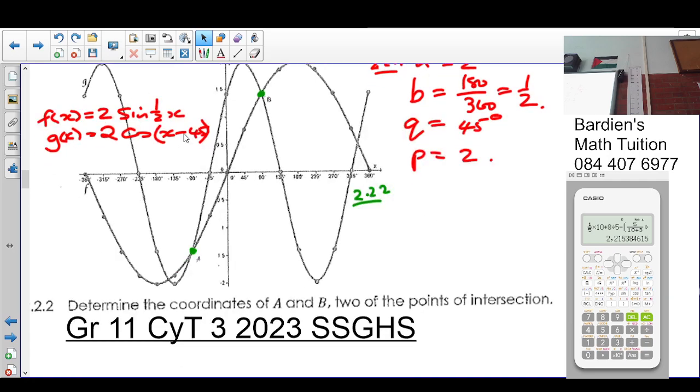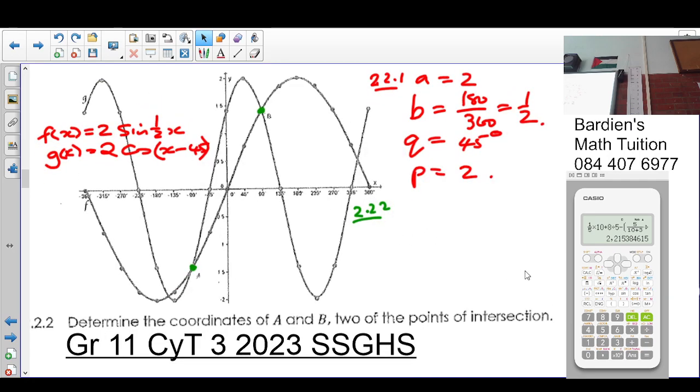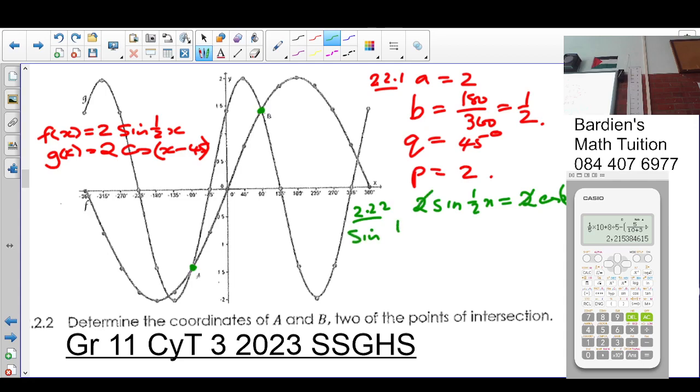Okay. You set the two graphs equal to each other: 2 sine of x equals 2 cos x minus 45. You divide by 2 on both sides, so sine of x is equal to sine of 90 minus x minus 45. Why? Because I would like to drop the signs. So the reference angle is minus x plus 135.